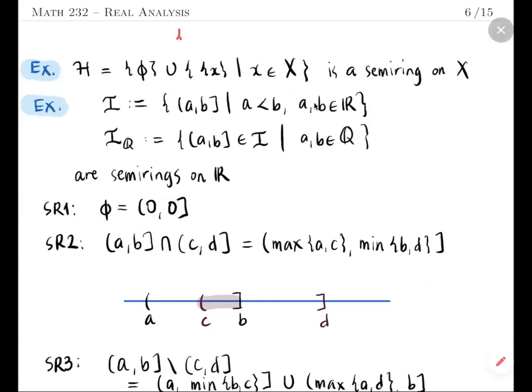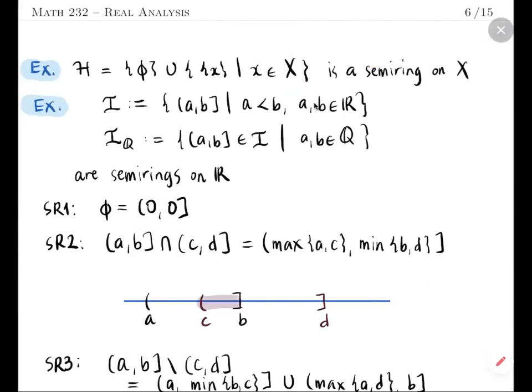And finally, we have the same for the set difference. So if x is equal to y, the set difference would be the empty set, and this would be {x} if x is not equal to y. So in this case, we have a countable union of elements in the semi-ring. In fact, the union is either the empty set or the singleton itself. Okay, so this is a semi-ring on X.